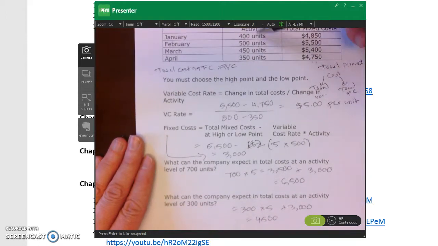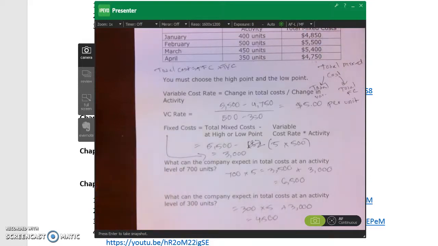Okay? You're only choosing 2 data points. Now this is not such a big deal because we only have a few data points, but if we had 20,000 data points and we want to do high-low, that's going to cause a little bit more of an issue.